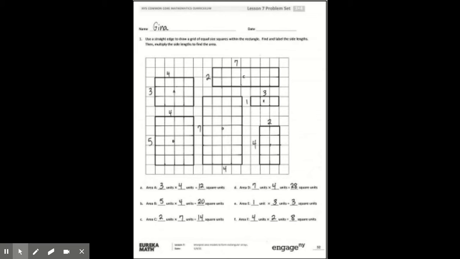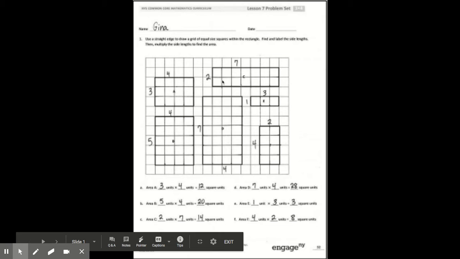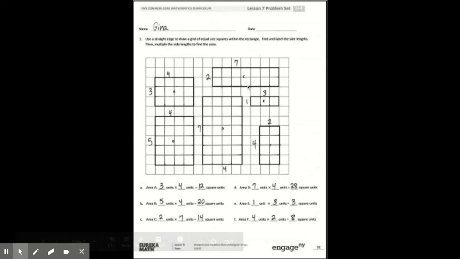And you're going to do the same things for C, D, E, and F, but let's check our work. So you should have a 2 by 7 rectangle. So after you fill in your grid and then label your sides, you'll come down to the bottom. Area C is 2 units times 7 units equals 14 square units. Again, 2 times 7 would give you an area of 14 square units, or you could count up each square, which would give you the same answer, 14 square units.